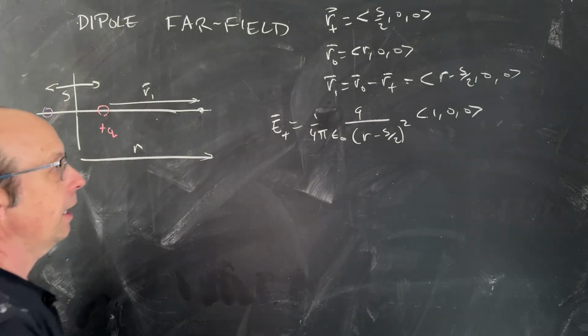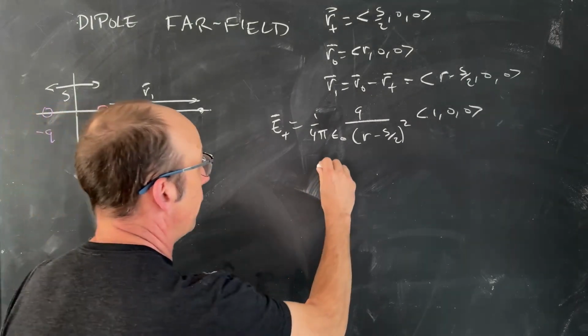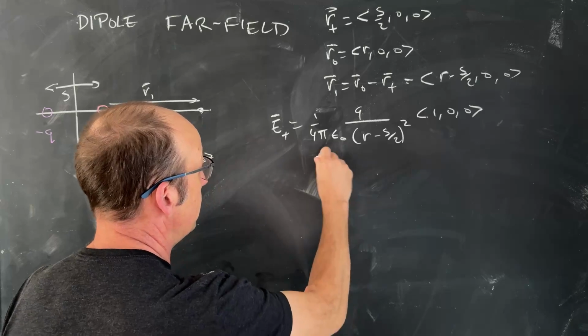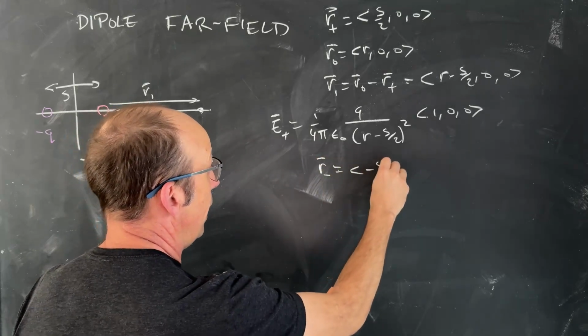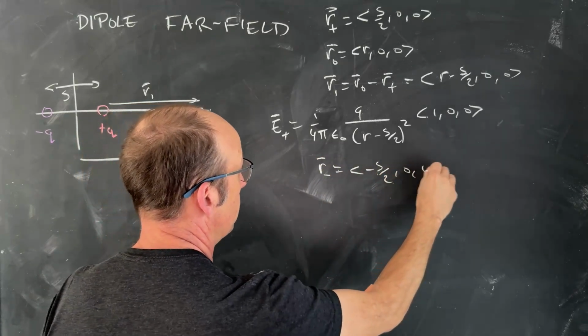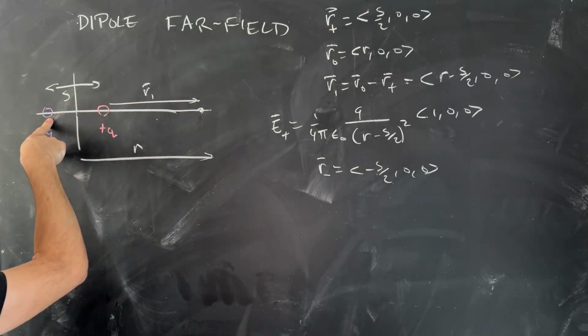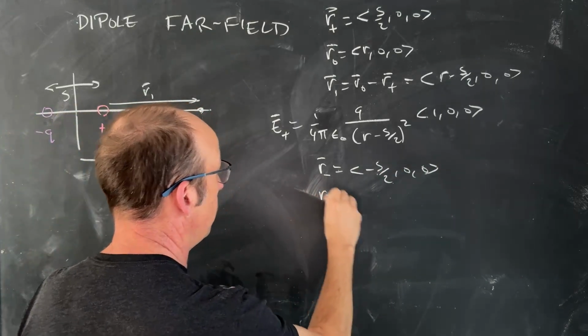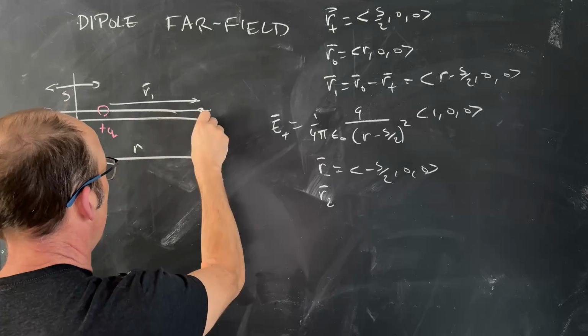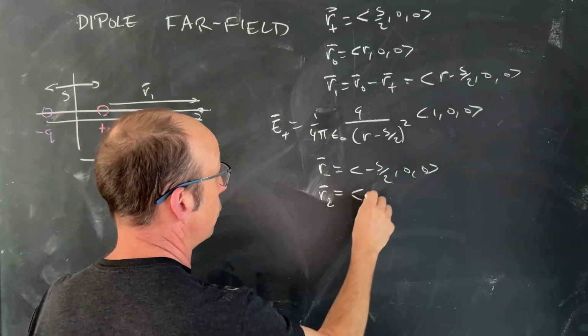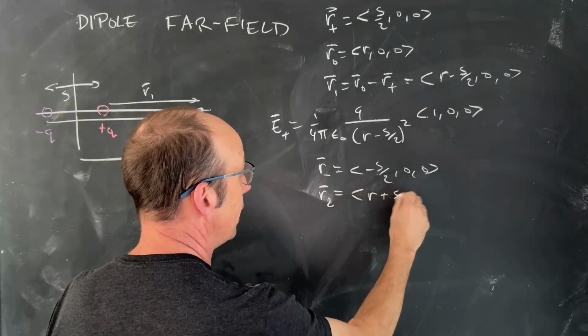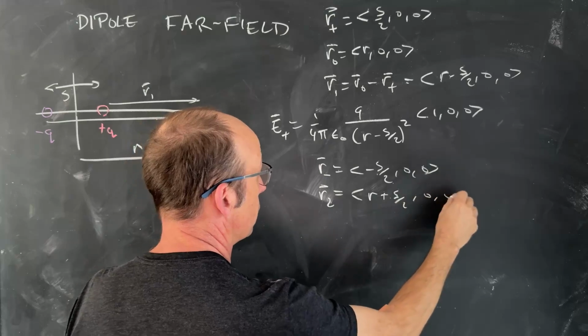Yep, okay. Now let's do the same thing for R minus. The only thing different is R minus is going to be the vector negative s over 2, 0, 0, right, because it's over here. And I'm going to find R2, that's the vector from here to there, and that's going to be equal to r plus s over 2, 0, 0.